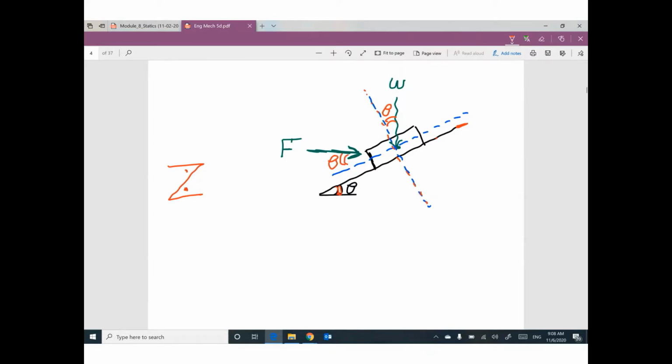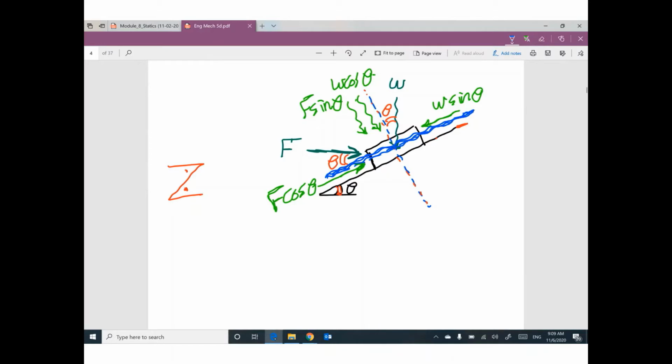So I can say I will have a component in this direction, W sine theta, and another, W cosine theta, in this direction. For this F, I will have a force F cosine theta in this direction and F sine theta in this direction. Any question for this point? If you have any inclined surface, please, all forces must be broken in direction parallel to the inclined surface and perpendicular to this inclined surface.